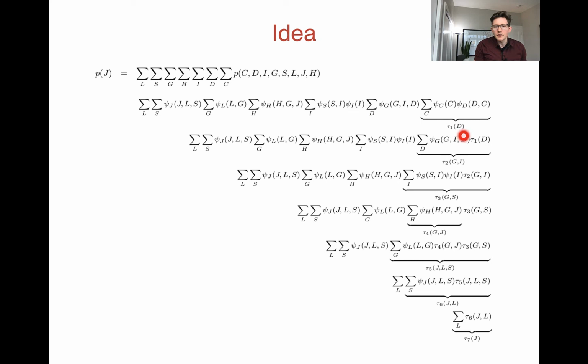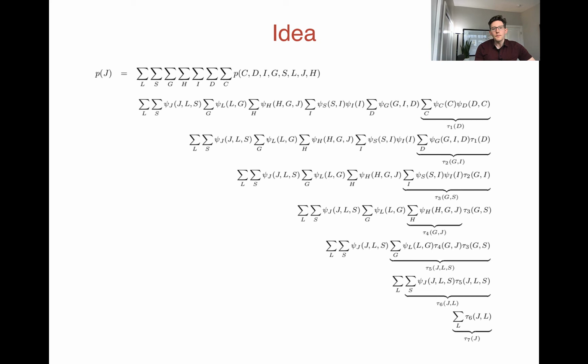Okay, so that was iteration number 1. I just eliminated C. Next, I go to D. Again, I collect all the factors involving D. Again, notice that it's just these. And then I do that same step of combining them into one factor and then summing out the one I want to eliminate.